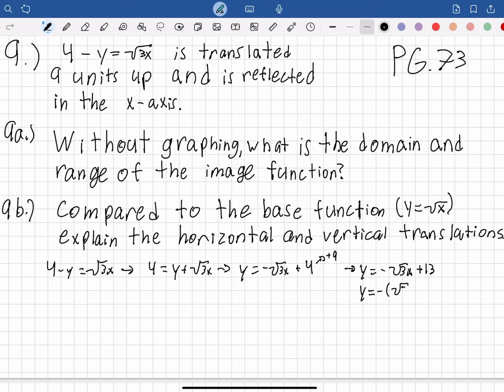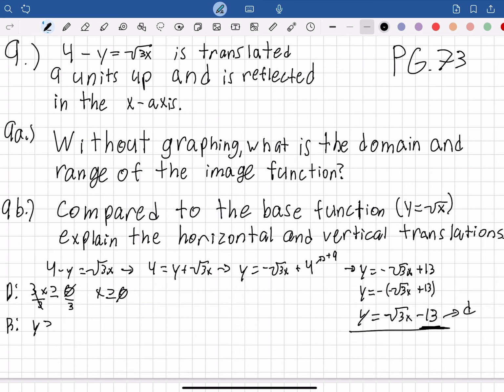and then we just put a negative in front for the x-axis, which means our final equation is going to be positive root 3x minus 13. So if we think about our domain, so we'll just put D, the inside has to be greater than or equal to 0, which just means x has to be greater than or equal to 0. And then this tells us our minimum y value, our D value. So this, for our range, just means that y has to be greater than or equal to negative 13.